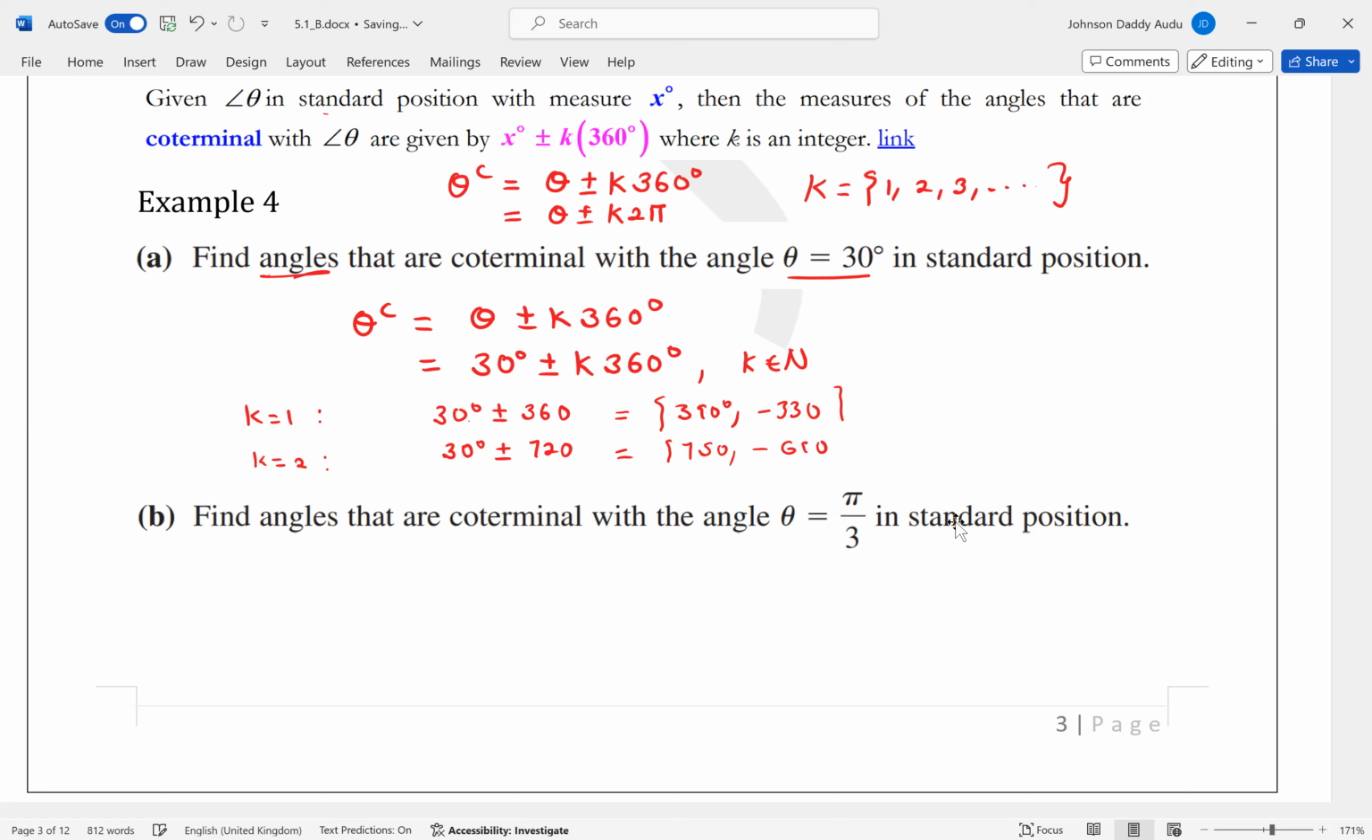So the k keeps changing. So the more rotations you go, the more coterminals you have. So in that case, you just need to leave your answer in a general form. So your final answer will just be in general form like this. You don't have to list them. You just have to leave them in general form this way.